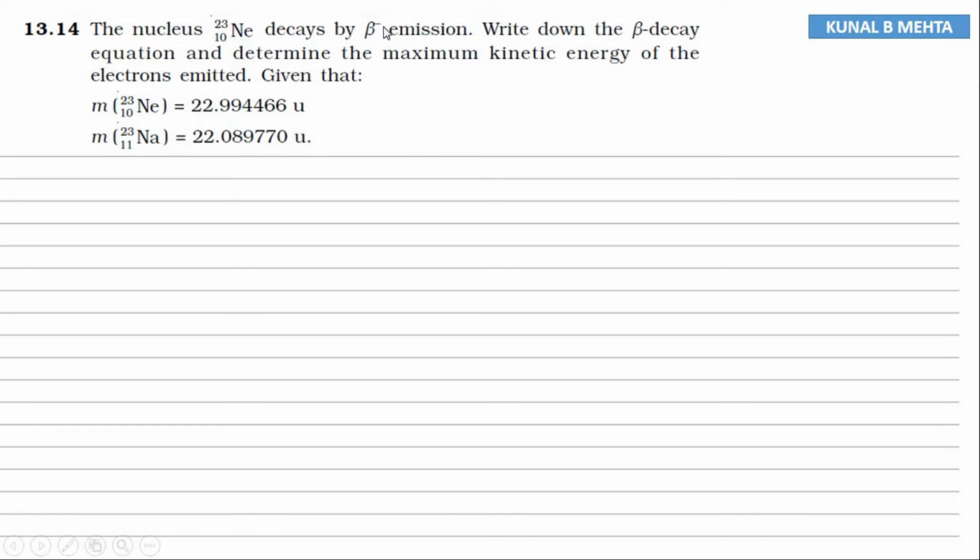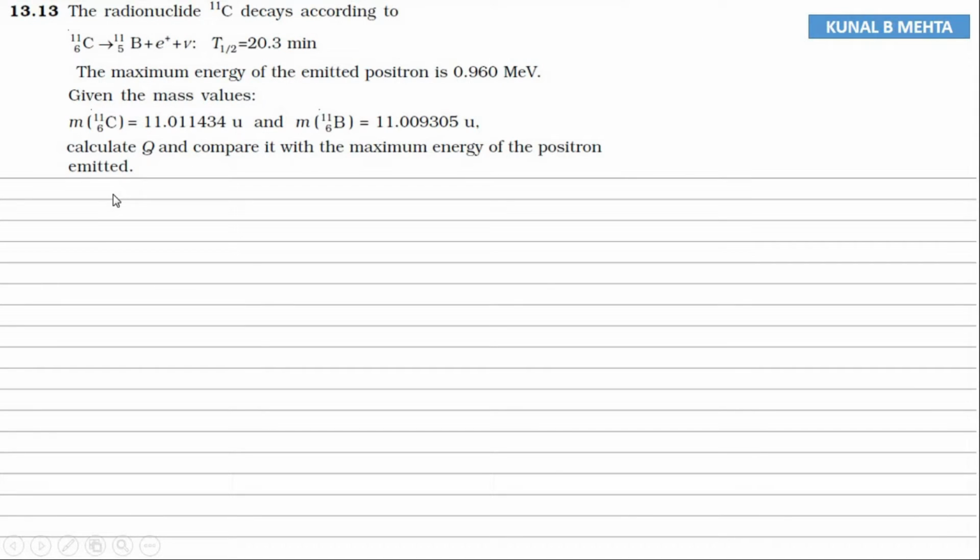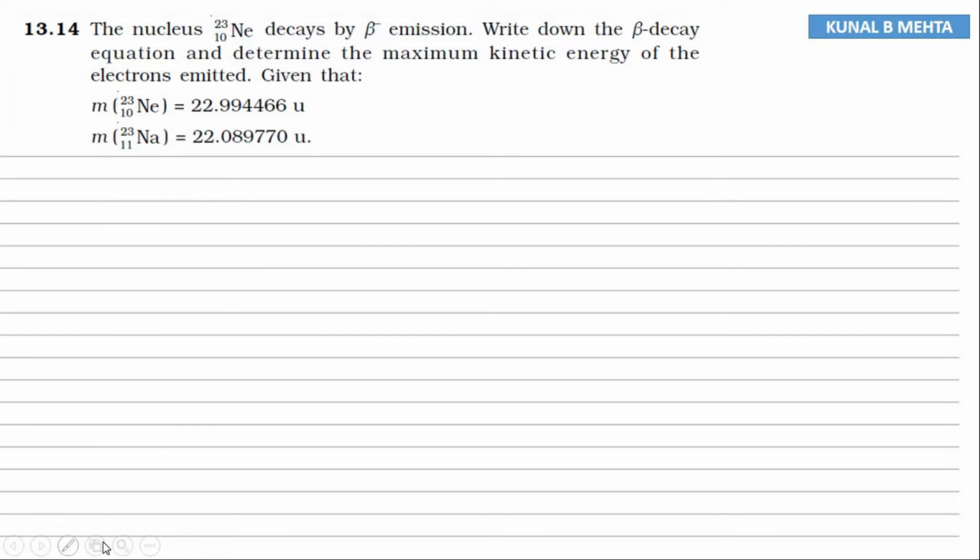So an electron is ejected out, which is called beta minus, and we are supposed to write down the Q value and the kinetic energy of the electron which is emitted. First of all, let us try to understand what is happening over here. So here, guys, we have a neon. This neon has atomic number 10, mass number 23. Now it releases an electron because a neutron gets converted into a proton and an electron, and the electron is ejected out.